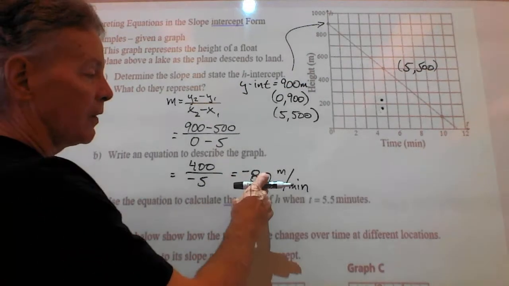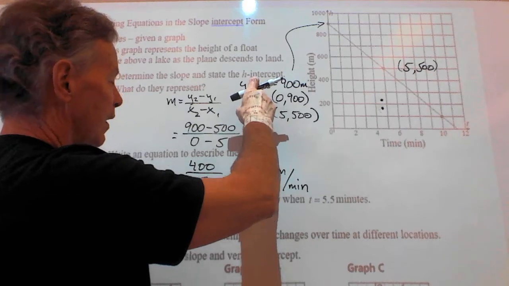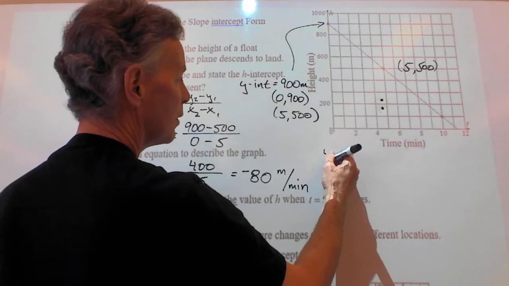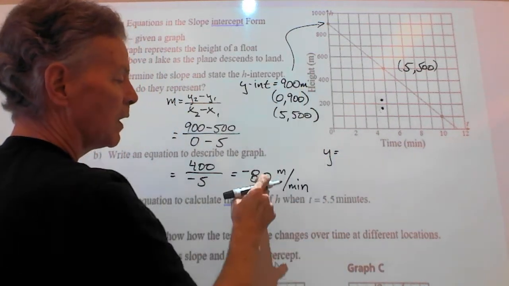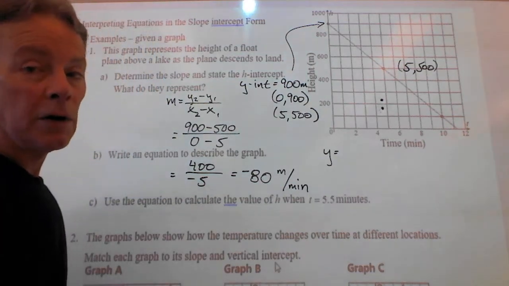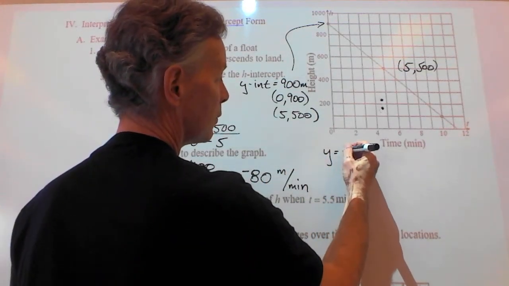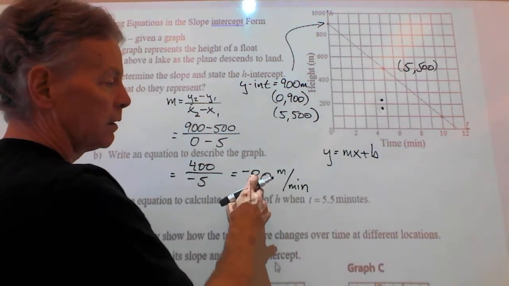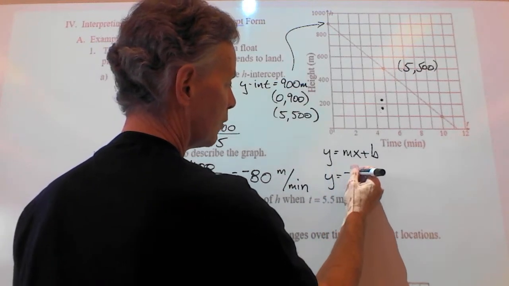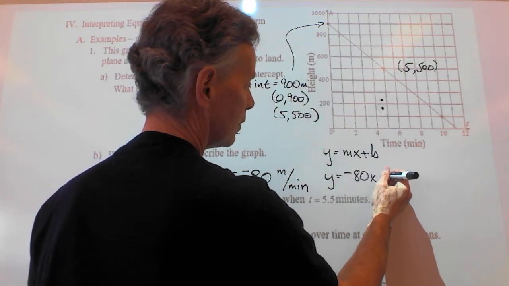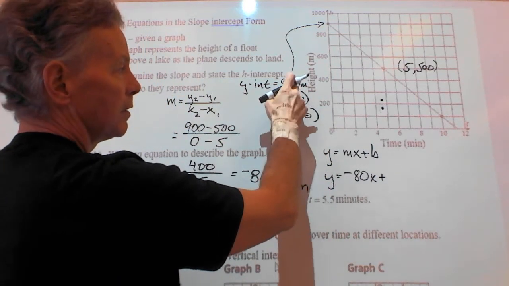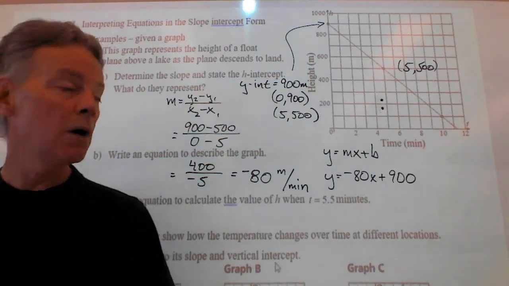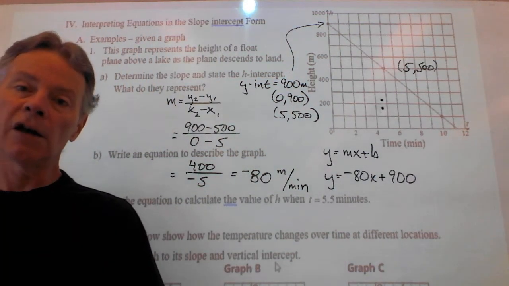Now, we have the slope, we have the y-intercept, so part B asks us to write an equation to describe the graph. Well, remember, if we have the y-intercept and we have the slope, the easiest way to do that is with our slope-intercept form, y equals mx plus b, where m is our slope, so y equals negative 80x, and b is our y-intercept, 900. So there's your equation. y equals negative 80x plus 900.